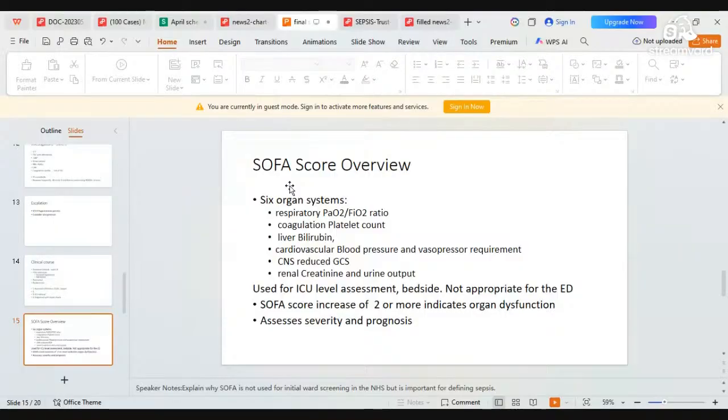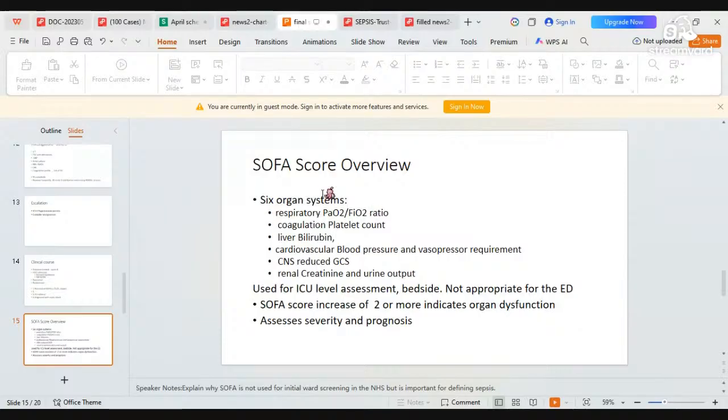It requires a couple of blood tests as well. So it's not something that you do in the ED when you have a patient that has just presented to you acutely ill. SOFA is sepsis severity, sepsis related organ function assessment. Basically, it assesses 6 organ systems. You can also use other organ systems, but basically this SOFA looks at 6 systems.